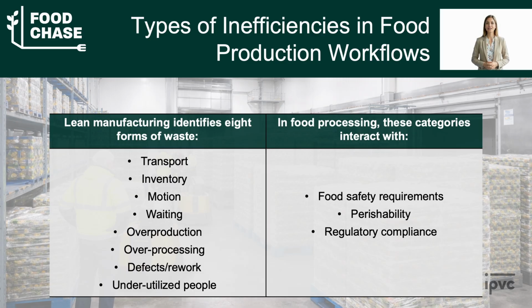In lean manufacturing, 8 types of waste are traditionally distinguished: transport, inventory, motion, waiting, overproduction, overprocessing, defects or rework, and underutilized people. In food processing environments, these waste categories interact with sector-specific characteristics such as food safety requirements, perishability, and regulatory compliance. This interaction creates unique forms of inefficiency that may not appear in other industries. For example, waiting time in food processing can translate into direct product spoilage, and rework may carry both material and food safety implications.